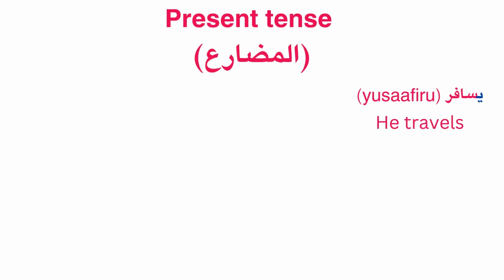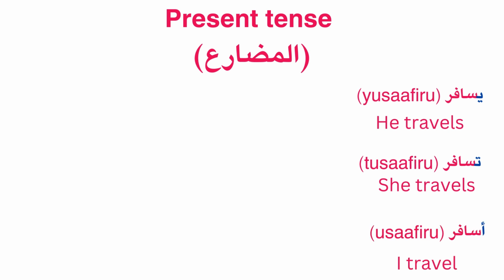Present tense in Arabic is al-mudari. Here is the first, yusafiru. Yusafiru, he travels. The ya in the beginning, the attached pronoun, represents the he. Tusafiru means she travels. The ta attached in the beginning shows the she. Usafiru, hamza in the beginning is used to tell I travel. Nusafiru means we travel. Noon in the beginning is the attached pronoun.